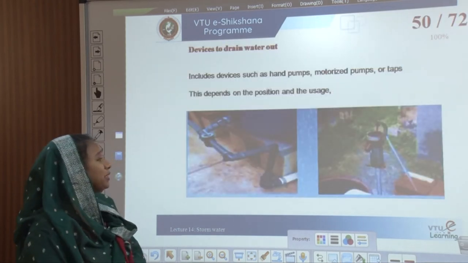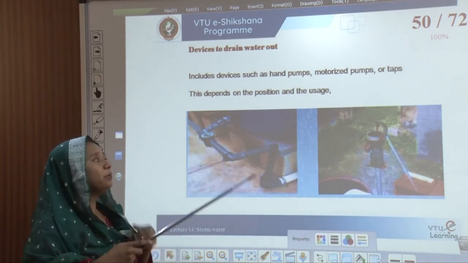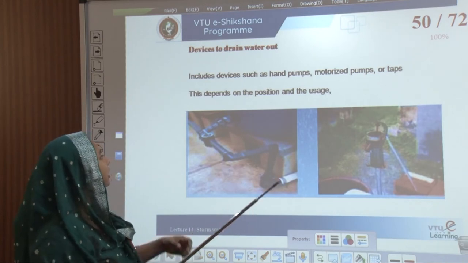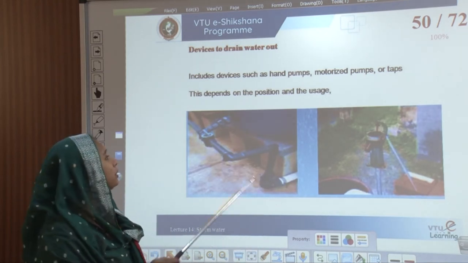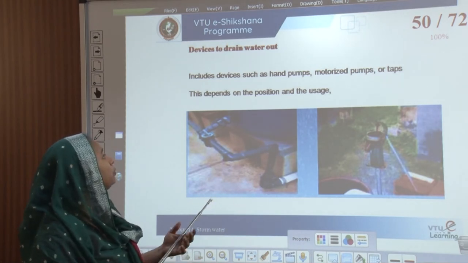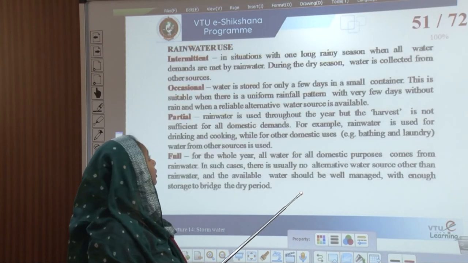What are the ways in which we drain out the water? Now water can be drained through pumps, motorized pumps or even taps. Depending on the position and the usage of the water, we can basically try to see how we are going to drain out all the water from the cisterns for further usage.